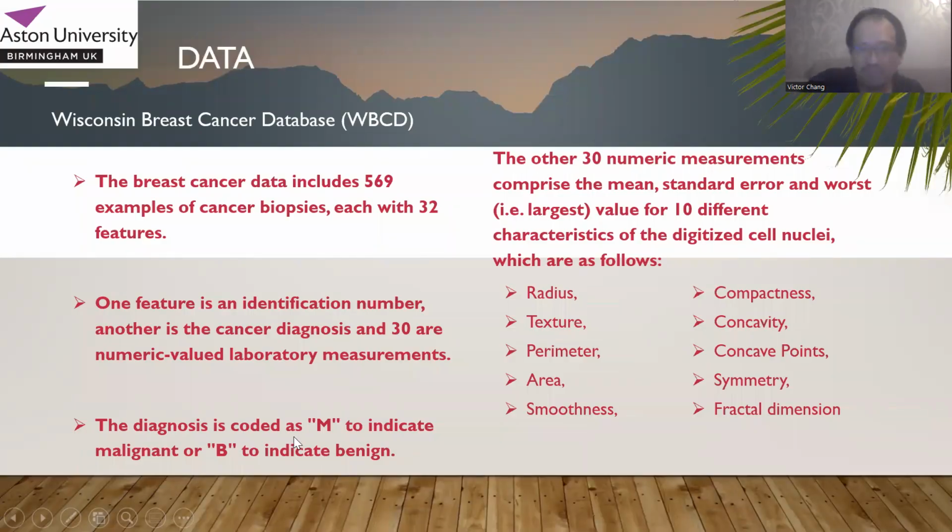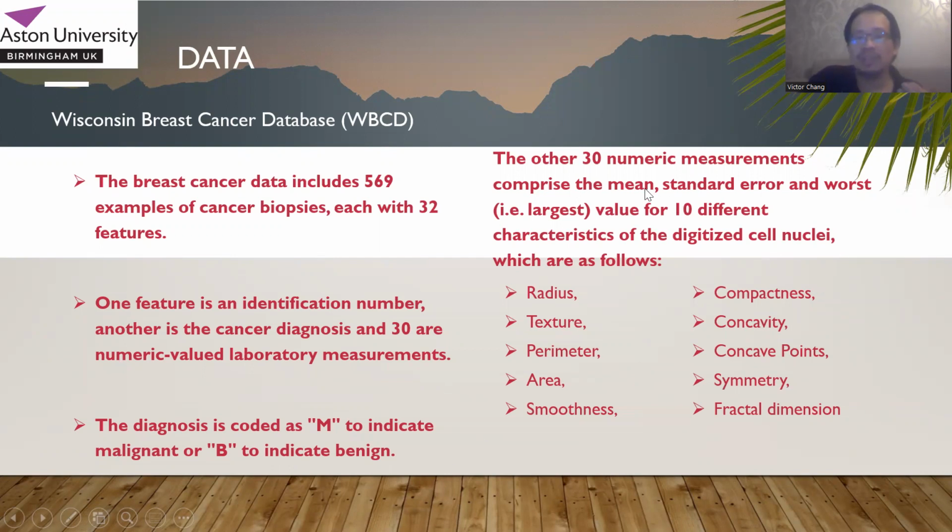First of all, the breast cancer data. We consider a breast cancer database that includes 569 examples of cancer biopsies, each with 32 features. So we have a substantial number of samples, and each one has 32 features to look at. One feature is an identification number, another is the cancer diagnosis, and 30 are numeric laboratory measurements. They have taken different measurements, and they have been coded with M to indicate malignant and B to indicate benign.